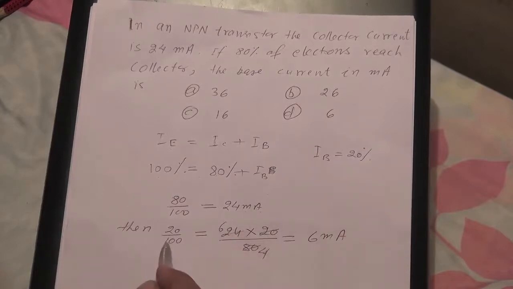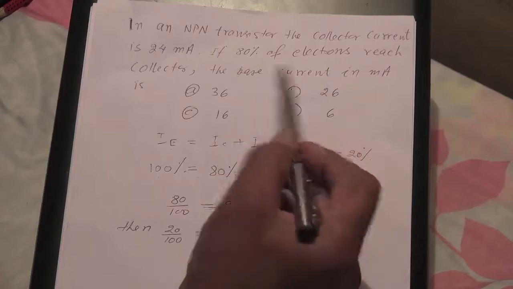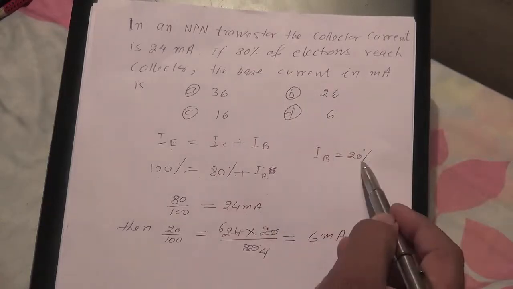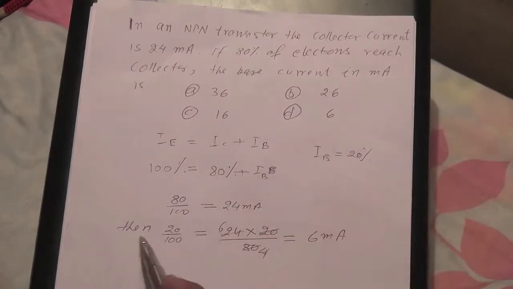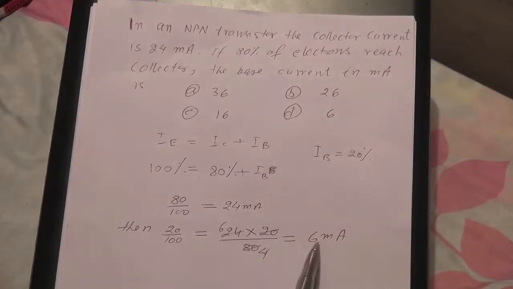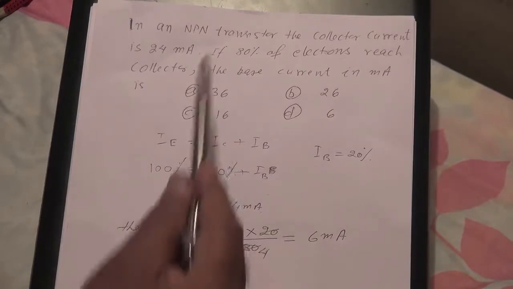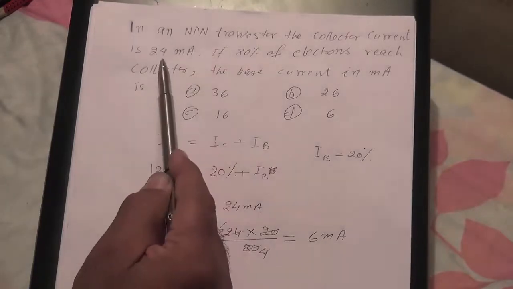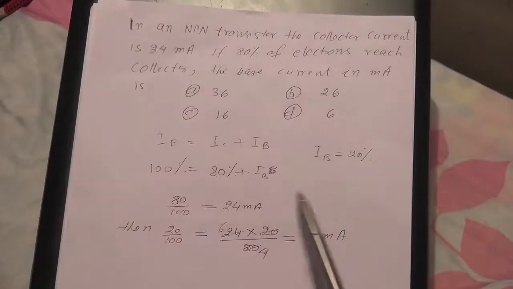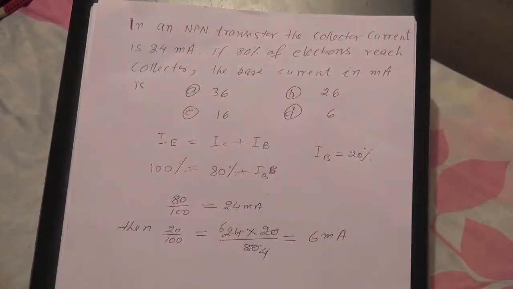And what is this 20%? 20% is the IB. IB is 20%, and here 20% is equal to 6 milliampere. It is so simple that 80% is equal to 24 milliampere. Therefore, the balance 20% is equal to 6 milliampere.